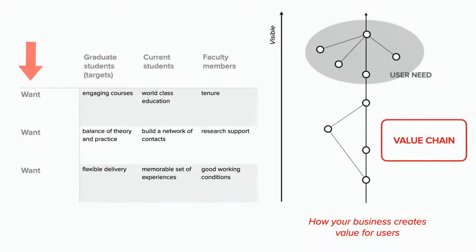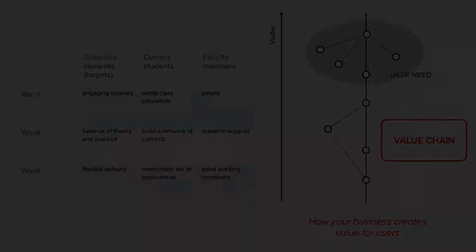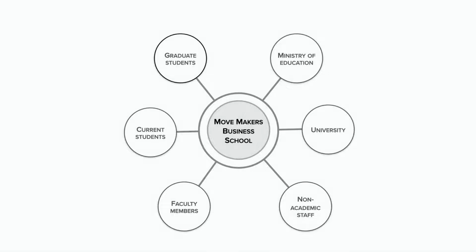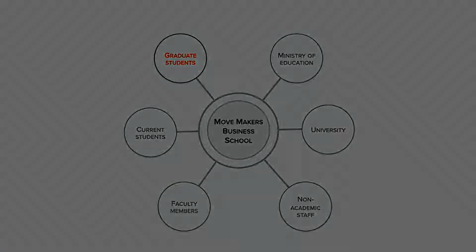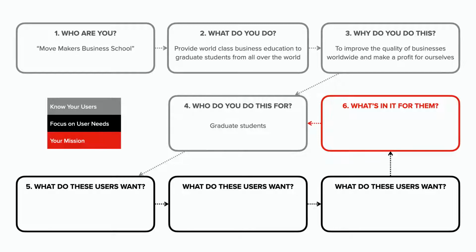Once we've agreed on what our users want, we can start to map out the value chain. The value chain lists the things we and others need to do in order to satisfy the desires of our users. This is how we create value for them and us. We should run this exercise for all our users, but for now we're going to start with prospective graduate students. They're the ones we're trying to convince to buy our course at our business school. We need their revenue.